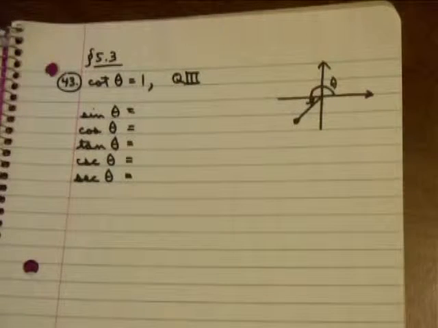Also in section 5.3, we have problem 43, where the directions tell us to suppose that theta is in standard position and that the terminal side lies in the given quadrant. And then they will give you one function value for the angle theta, and they want you to determine what the other 5 trig function values would be. So for example, number 43 says cotangent of theta equals 1, and that you are in quadrant number 3.